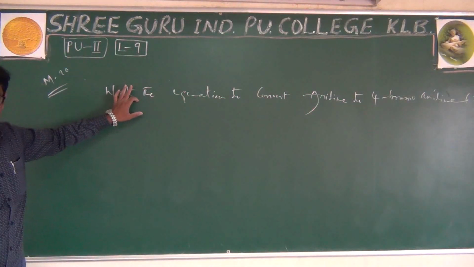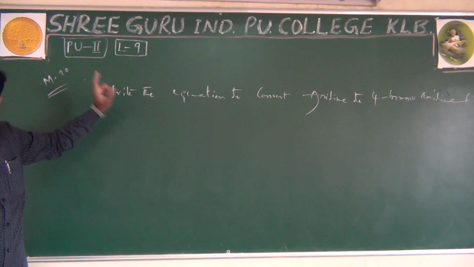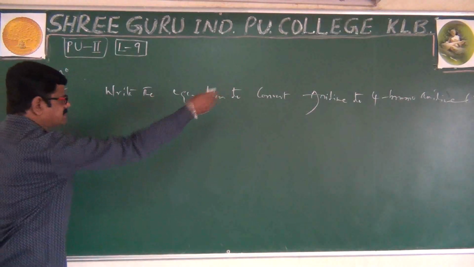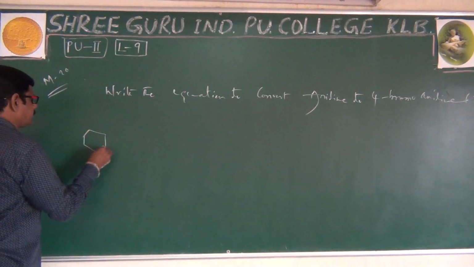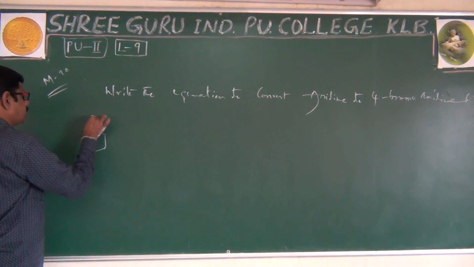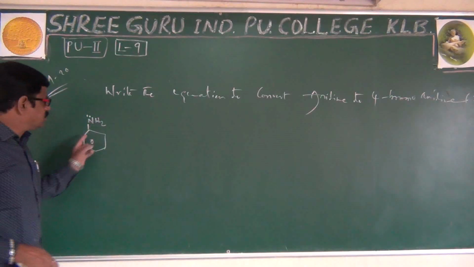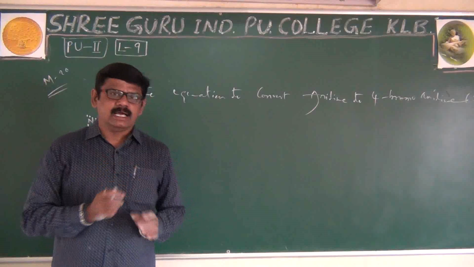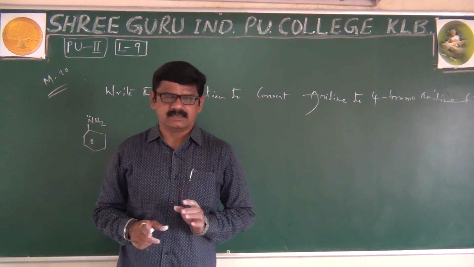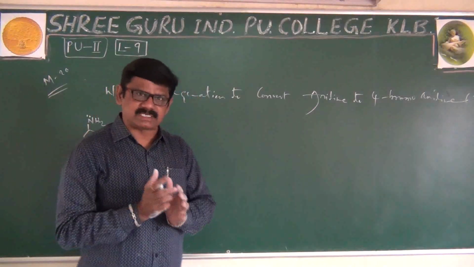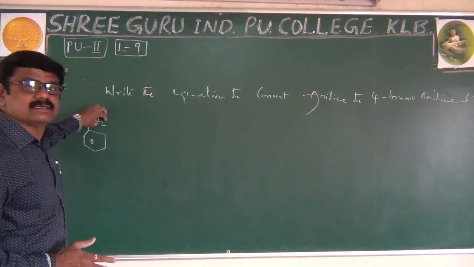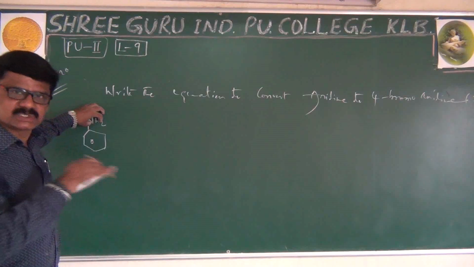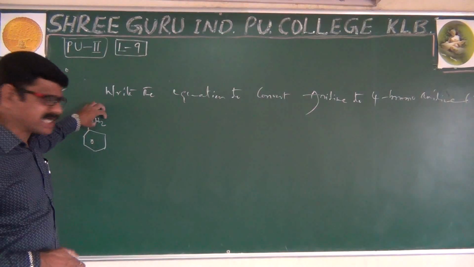This we have already learned in the electrophilic substitution reactions of aniline. We will first write the aniline structure. If you do direct bromination, what do we get? We get tribromoaniline. But we need mono-substituted aniline. For that purpose, we have to reduce the reactivity of the NH2 group. We have to protect this group.